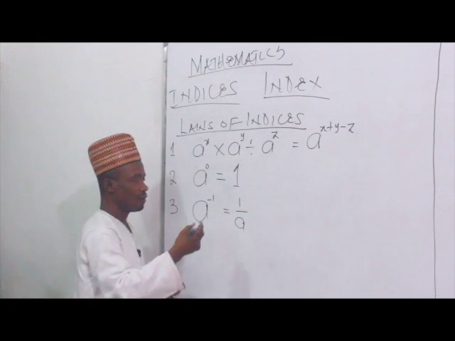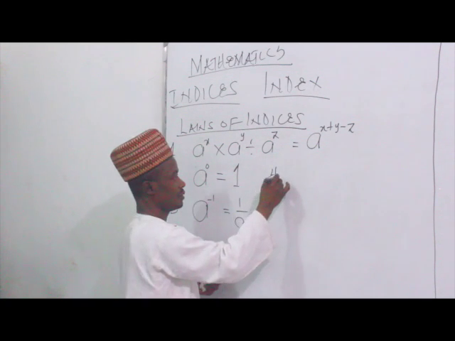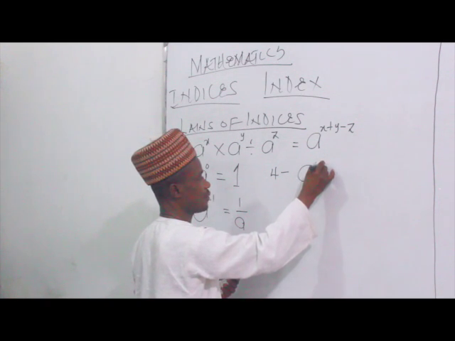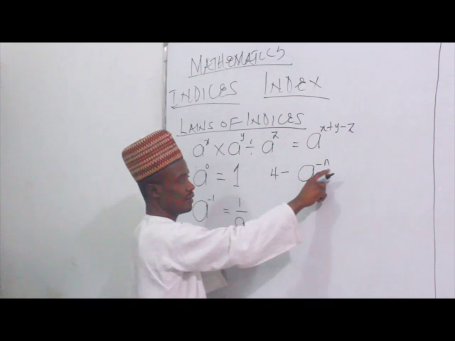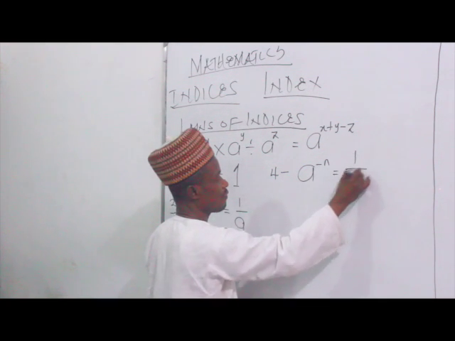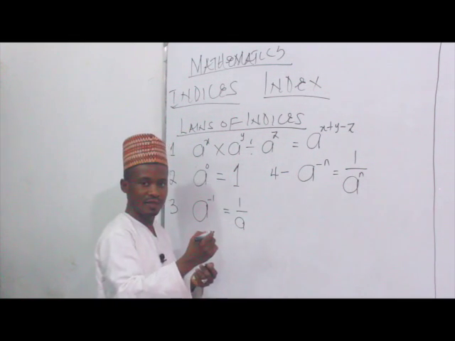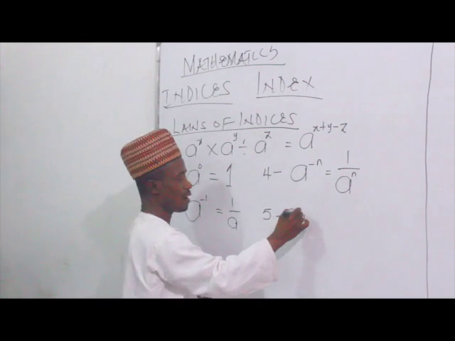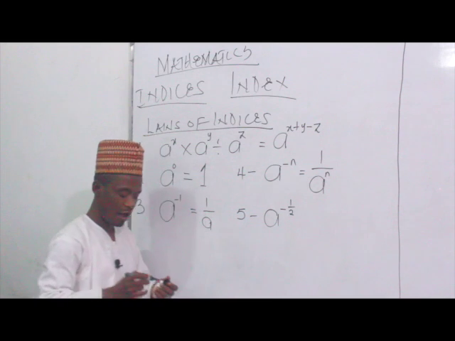Then, another important law of indices, let's call it number 4. Number 4 says a raised to the power of minus, for example, n. In this case, this is negative 1, while this is negative n. So they may look similar, but this will be the same thing as 1 over a all raised to the power of what? n. Another important law of indices that may be similar to this is number 5, a raised to the power of minus 1 over 2. We have a fraction as power.